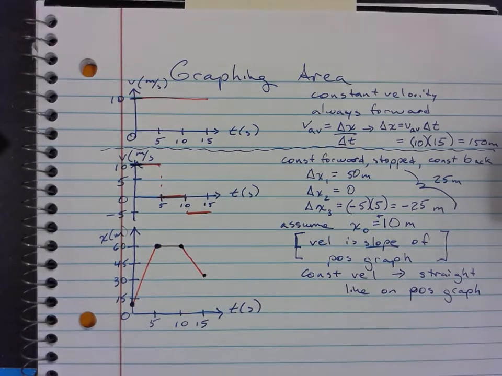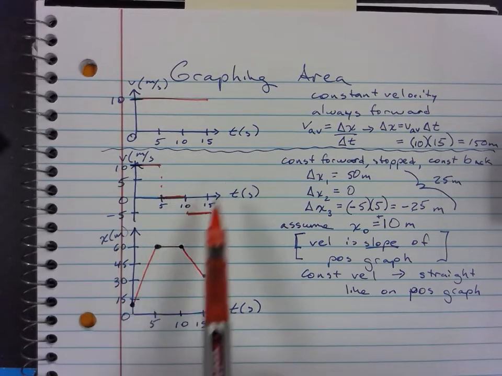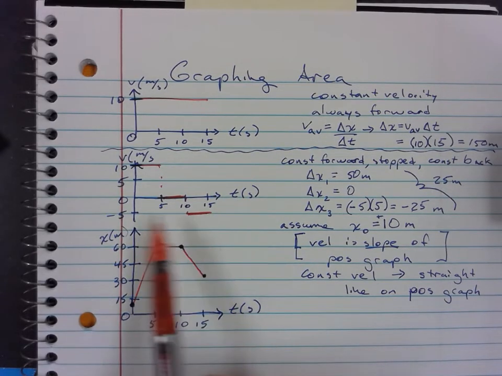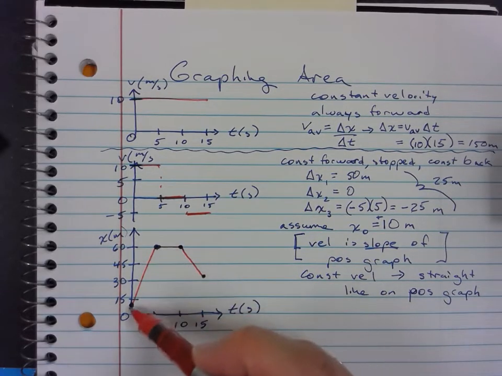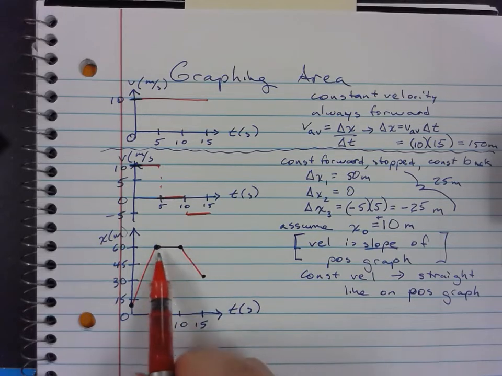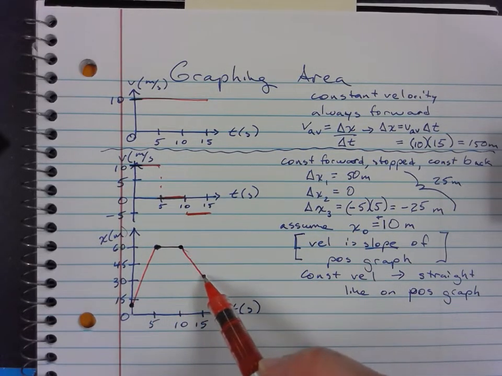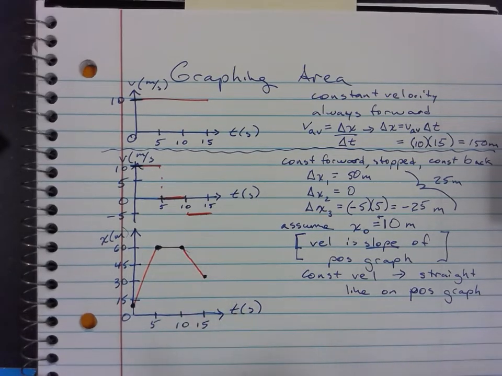And just as a quick check on what I did, this description here: constant velocity forward because it was positive, stopped because the velocity is 0, and constant backward velocity because it's negative. That's what this graph shows too. Constant velocity because it's a straight line forward because it's a positive slope, stopped because we stay at the same location, and then constant velocity because it's a straight line, but backward because it's a negative slope. We did all that last year. We even graphed some of this last year.